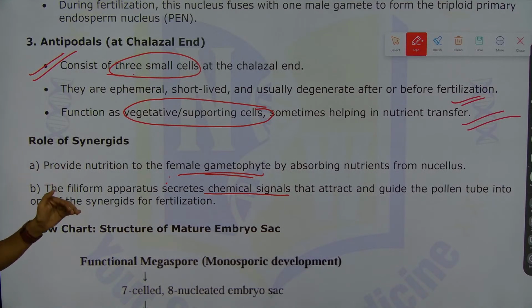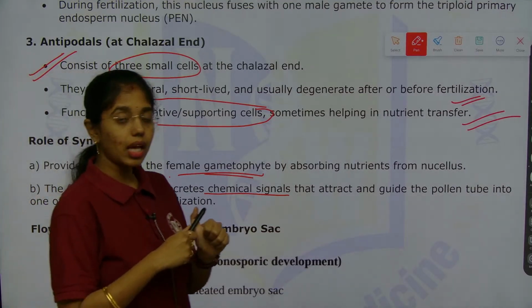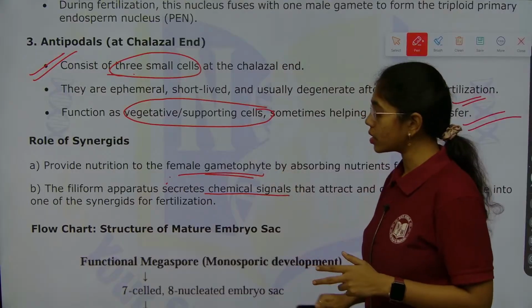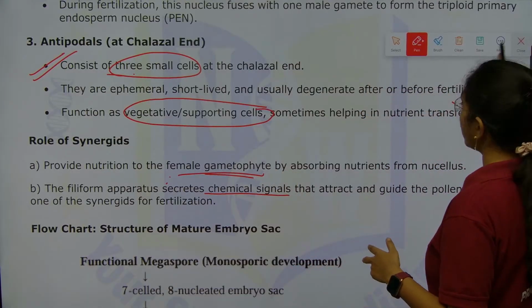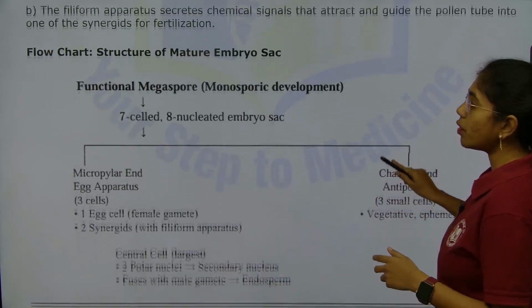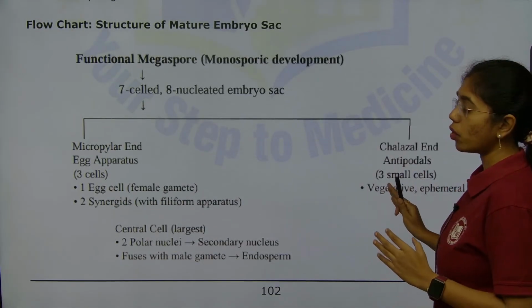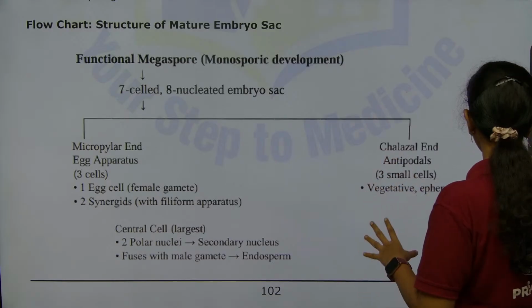This is the description of what? The central cell, antipodals and synergids. After the clear-cut description, you have to mention a flow chart. If you give this flow chart, it will be more attractive in your exam.